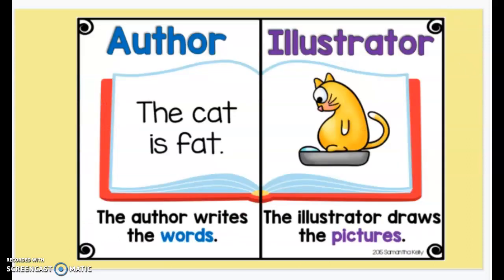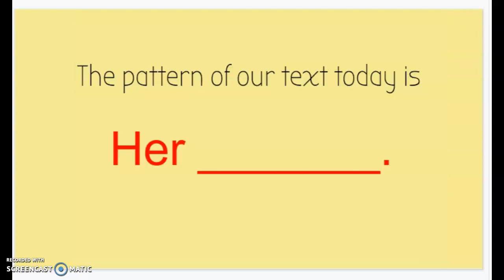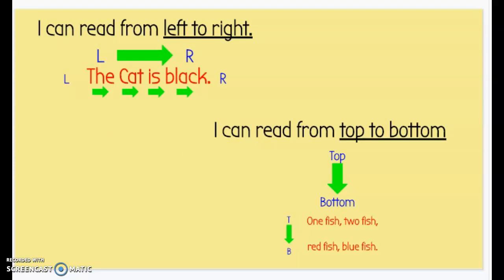We also want to keep in mind that the author is the person who writes the words on the pages and the illustrator is the person who draws the pictures. These are important terms to know. The pattern of the text we're going to be reading today is her blank. So let's go back and start our I can statements.